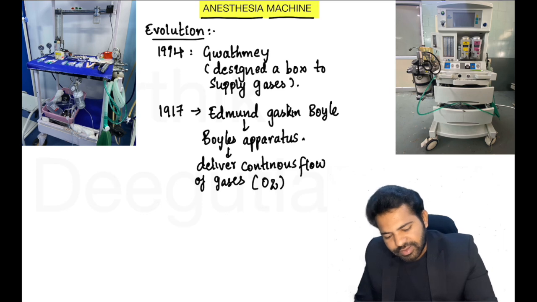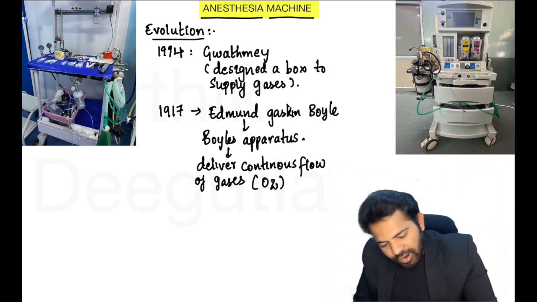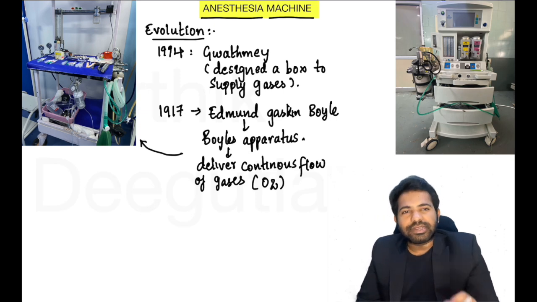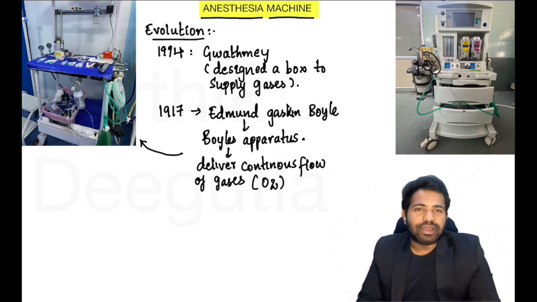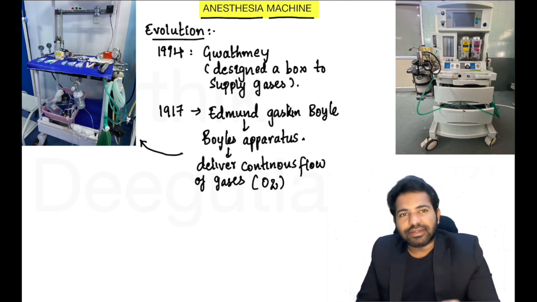On the left of this slide you can see the Boyle's machine. Even today we are using Boyle's machine in many OTs. In most rural areas, where advanced techniques are not available, we are still using the regular Boyle's machine.